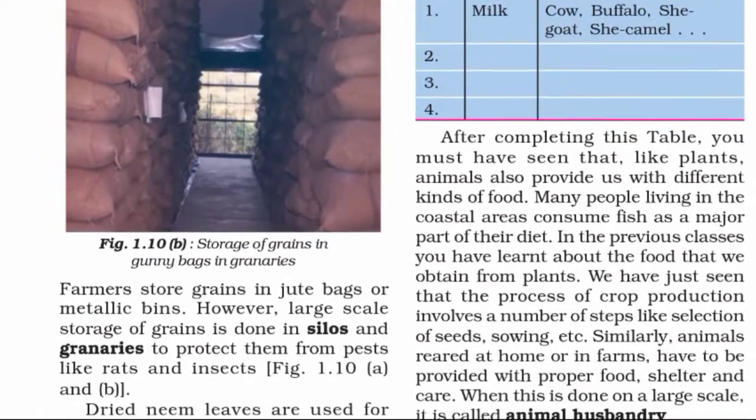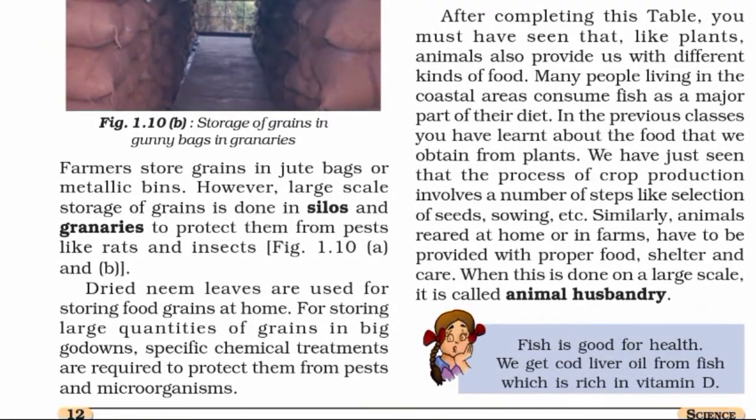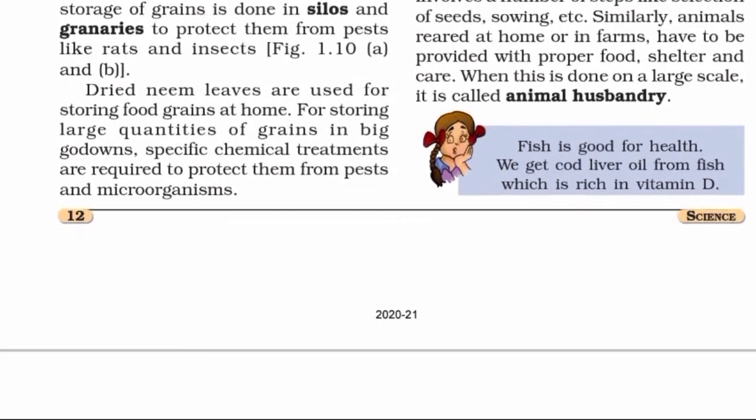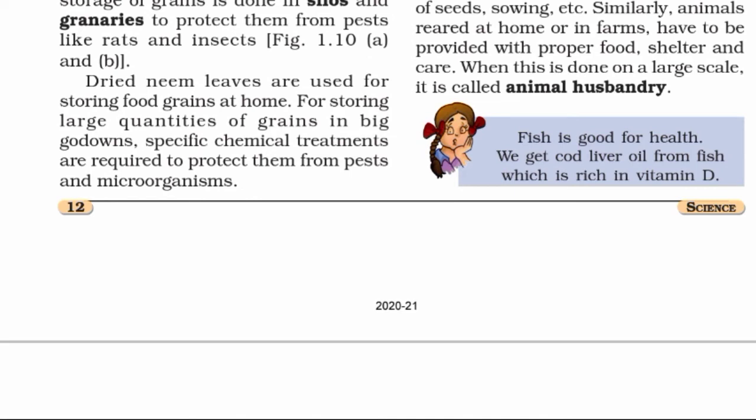After completing this table, you must have seen that like plants, animals also provide us with different kinds of food. Many people living in the coastal areas consume fish as a major part of their diet. In the previous classes, you have learnt about the food that we obtain from plants. We have just seen that the process of crop production involves a number of steps like selection of seeds, sowing, etc. Similarly, animals reared at home or in farms have to be provided with proper food, shelter, and care. When this is done on a large scale, it is called animal husbandry.